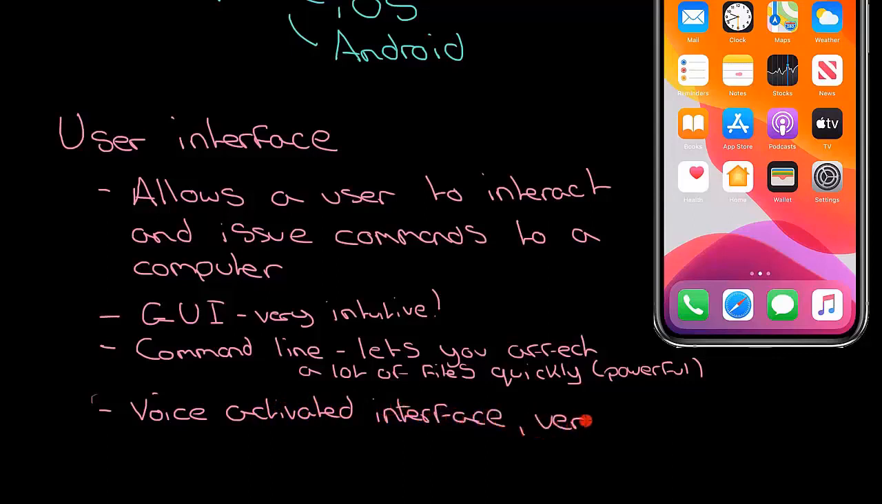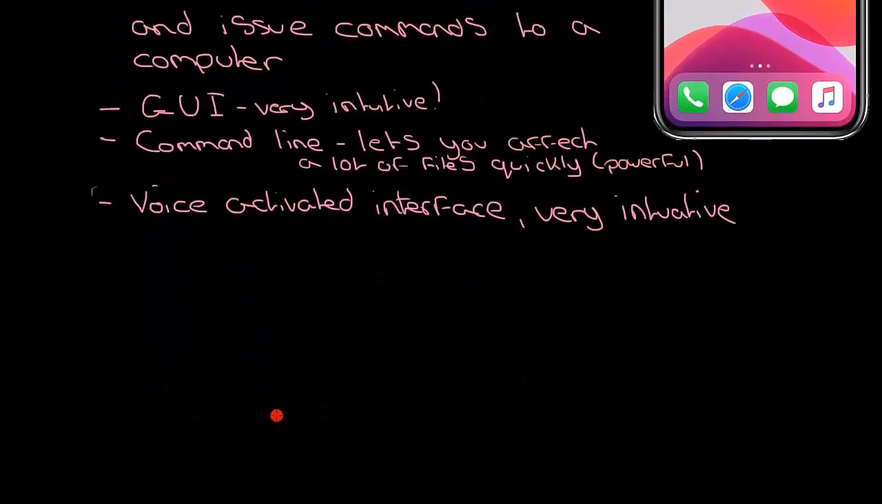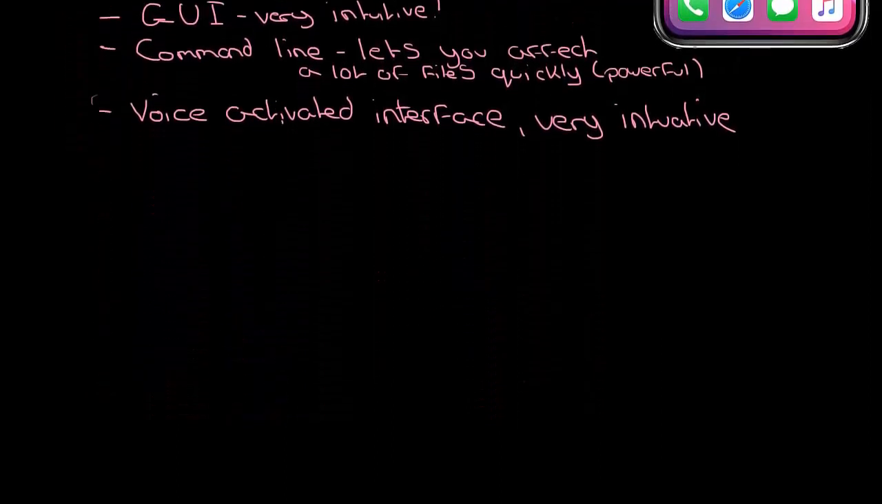I don't need any training to be able to ask what the weather's like. I can do that too when I speak to people normally. So that makes them really powerful as well. They're even more intuitive than a graphical user interface. All right, so there's user interfaces then. Let's move on to something else that an operating system does.